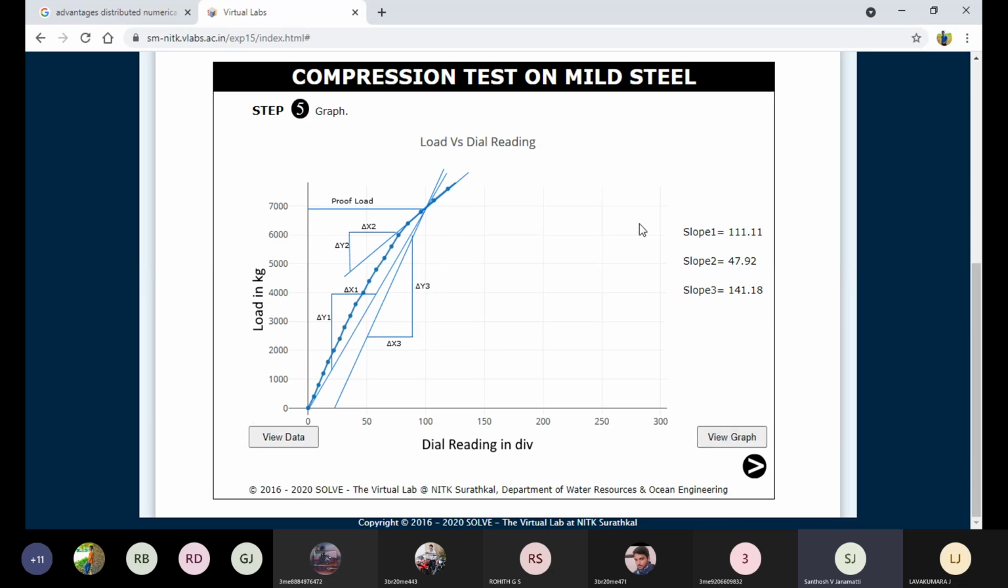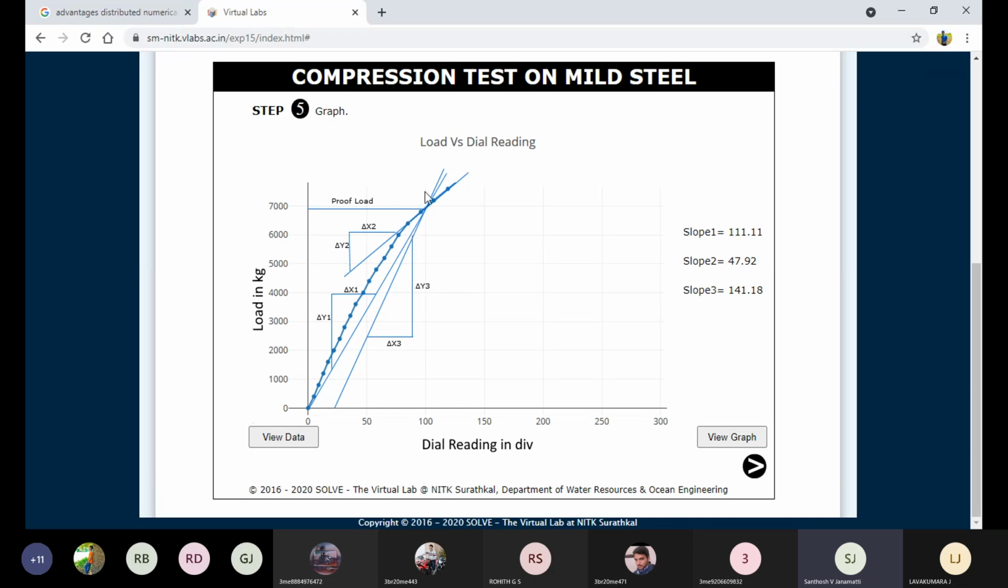See, the slope. Why are these slopes important? I told you, for Young's modulus, right? Here the curve is there, a small curve.